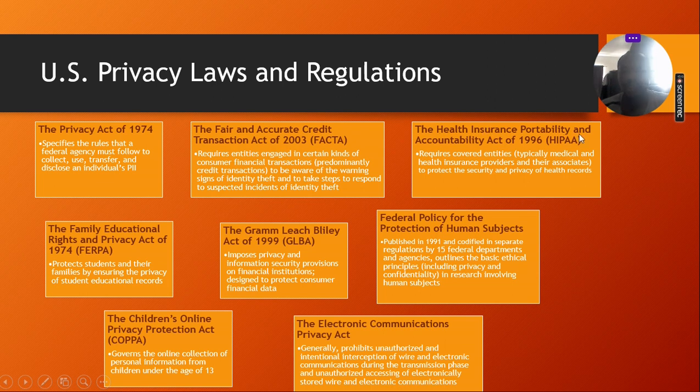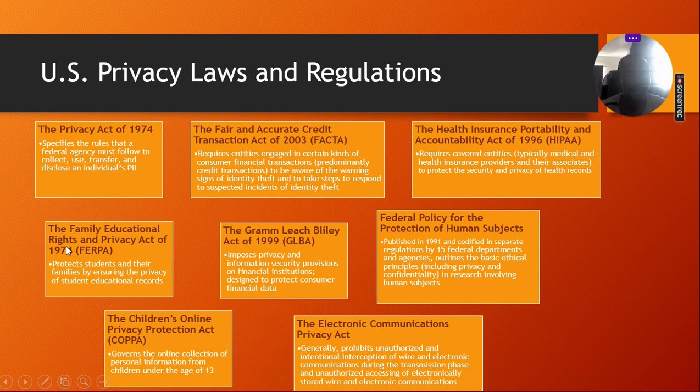Then they also have the Health Insurance Portability and Accountability Act of 1996. Okay, this one requires covered entities, that's typically medical and health insurance providers and their associates, to protect the security and privacy of the health records that they have. So this one has something to do with health and health insurance, right? And medical insurance and health care, to protect the data and privacy of individuals' health records that they have, not to disclose.